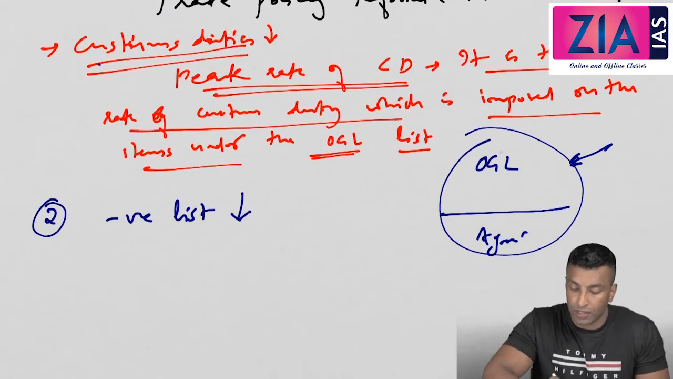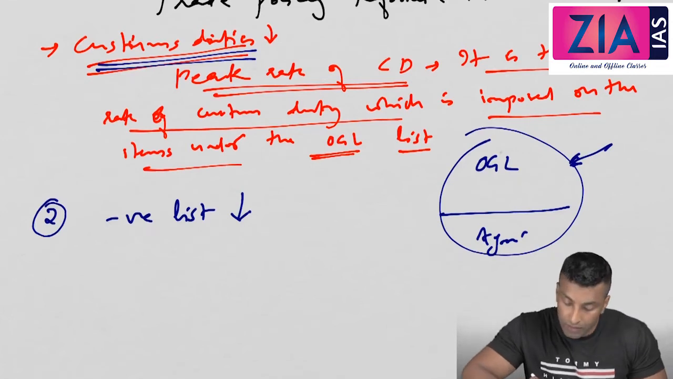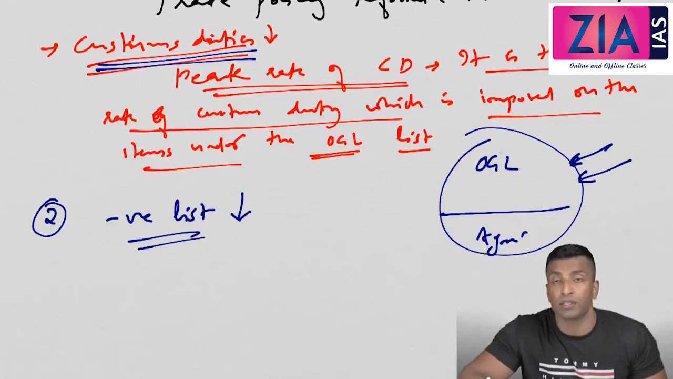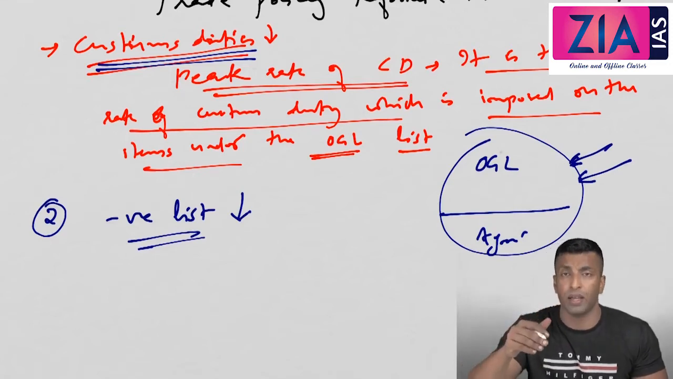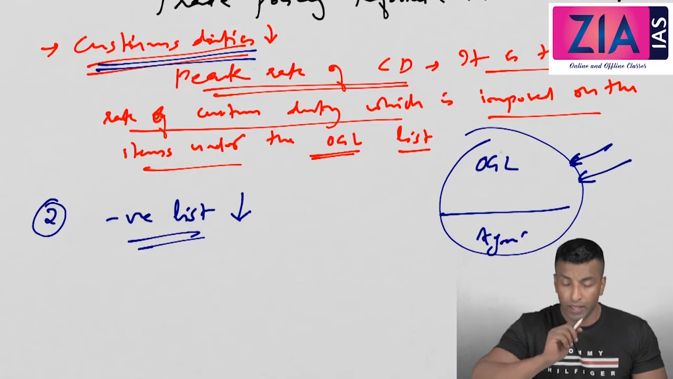Second one, negative list reduced. I told you already customs duties have been reduced. There was some negative list here that was also decreased. Negative list means those items which you cannot export or import. So those items were also reduced.